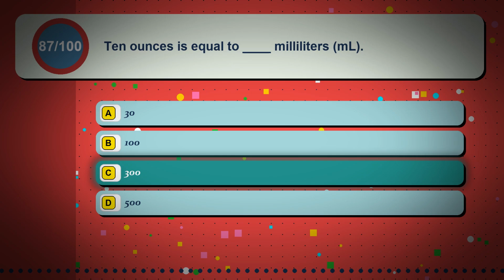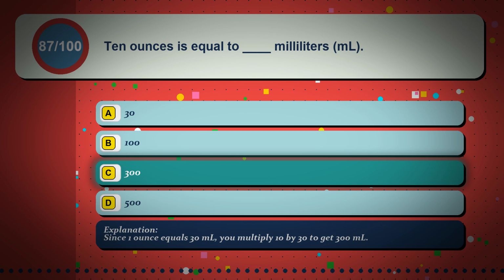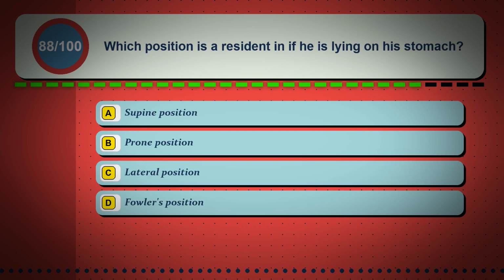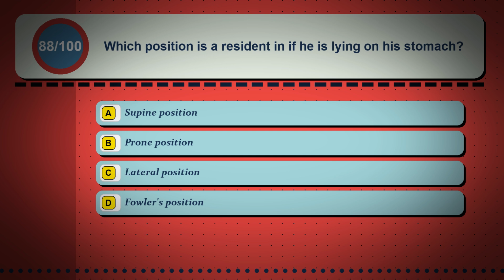The correct answer is option C. 300. Since 1 ounce equals 30 mL, you multiply 10 by 30 to get 300 mL. Question 88. Which position is a resident in if he is lying on his stomach? Option A. Supine position. Option B. Prone position. Option C. Lateral position. Option D. Fowler's position.